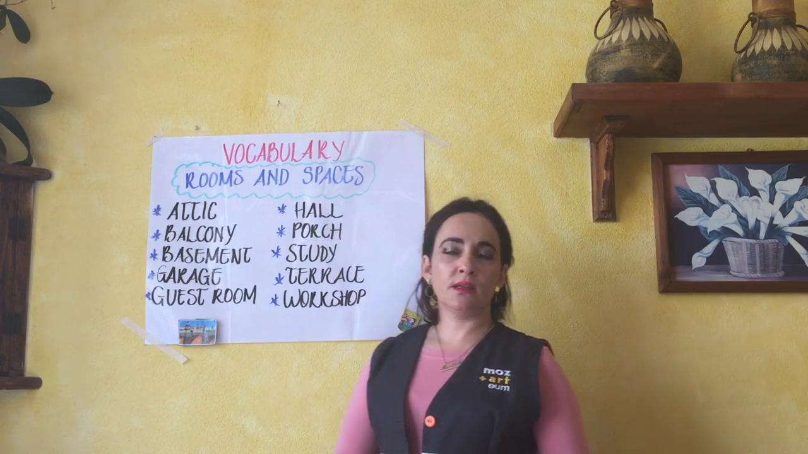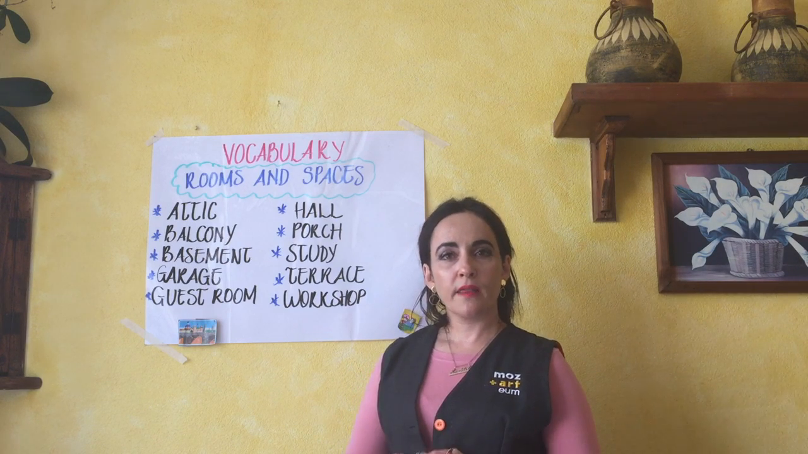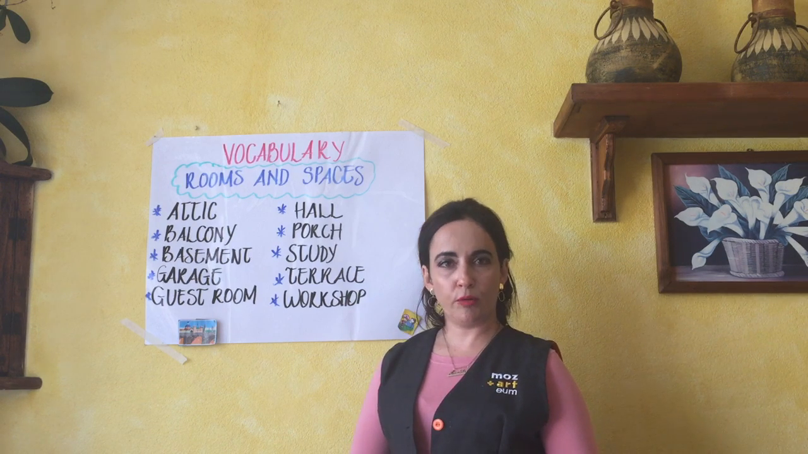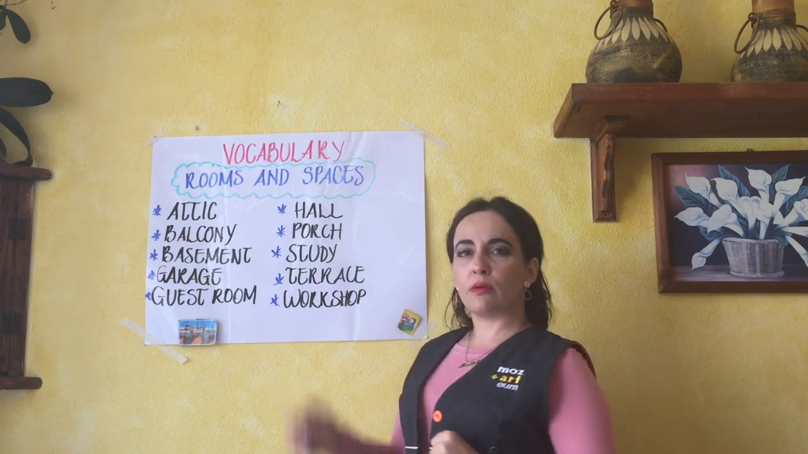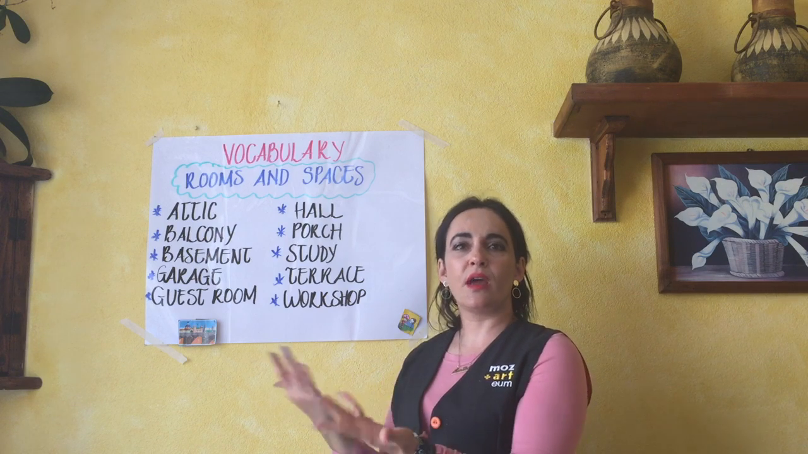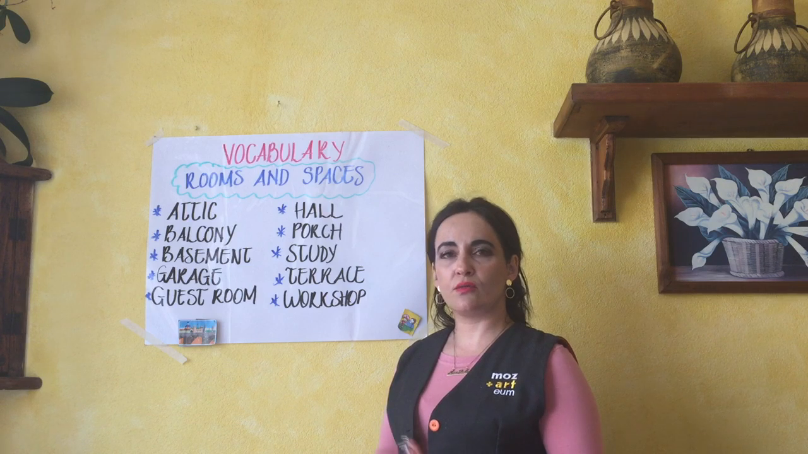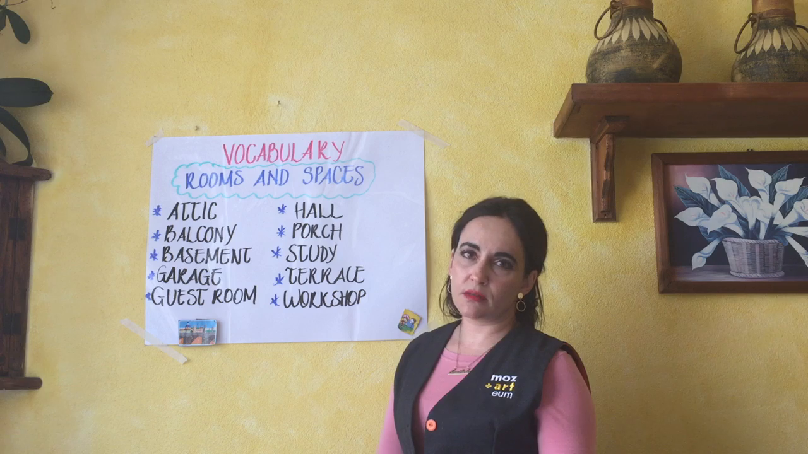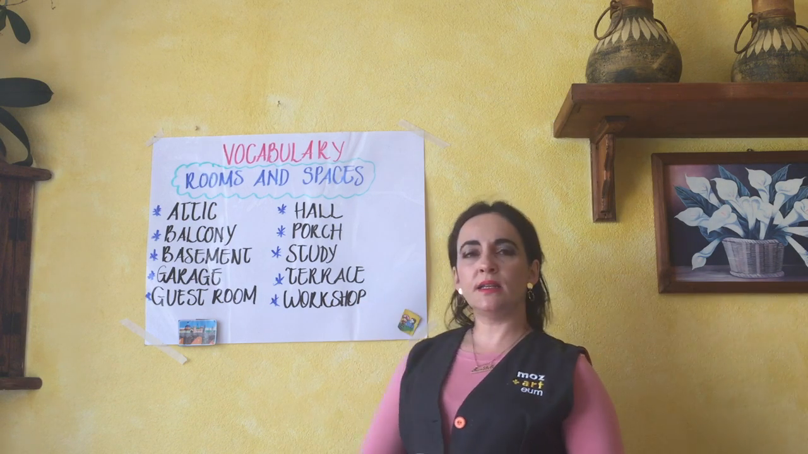The study is where many people have their computers or where they work. They have books and sometimes even a library there, okay, and bookshelves. The terrace is outside the house, but it's mostly in the garden where you have plants and trees. The terrace is where you have another table and chairs, maybe a bench, and there you go to relax.